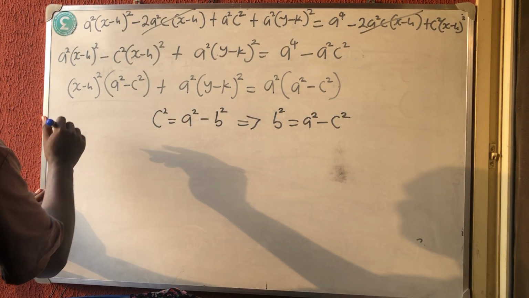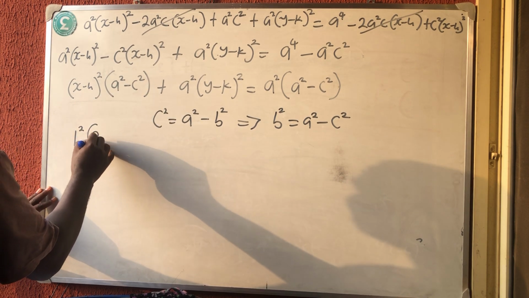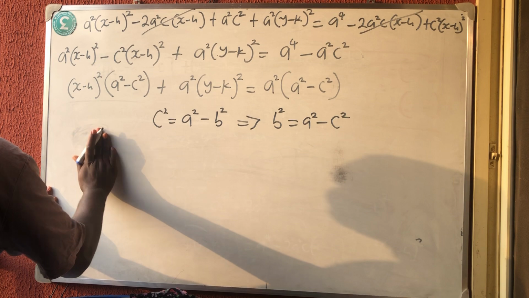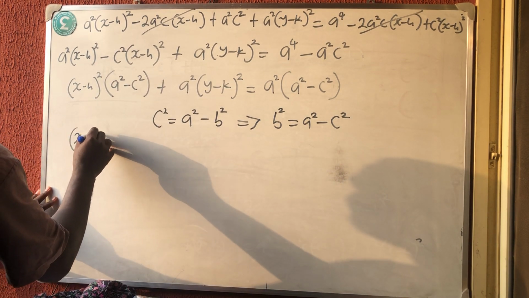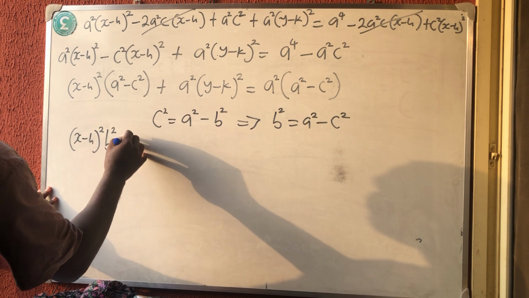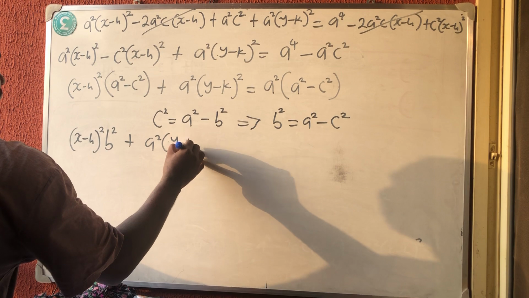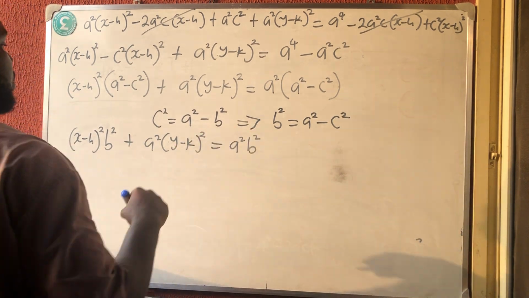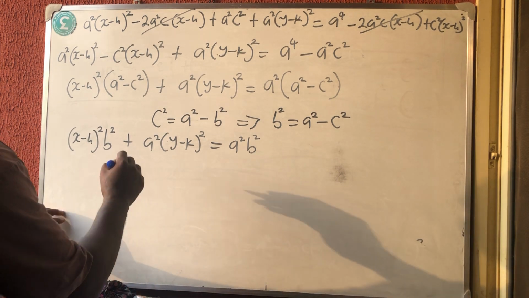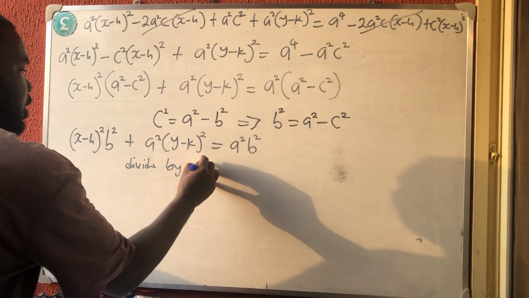B squared. So I'm having, let me write this one first, as b squared bracket x minus h, let me just write it very clearly so you don't get confused. So this is x minus h all squared times b squared, plus a squared bracket y minus k all squared, is equal to what? A squared b squared. So now let's divide everybody by a squared b squared.